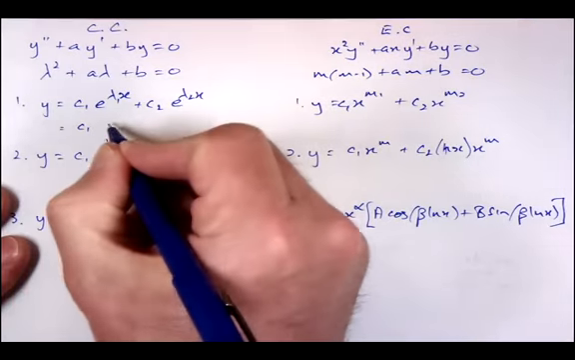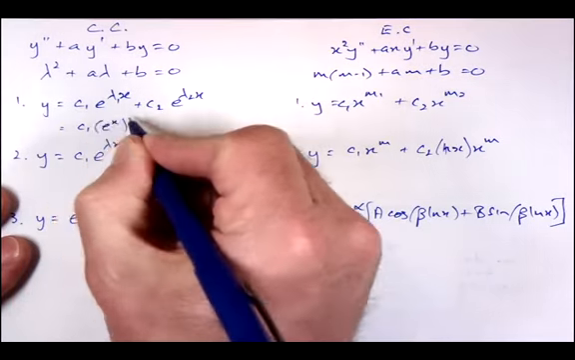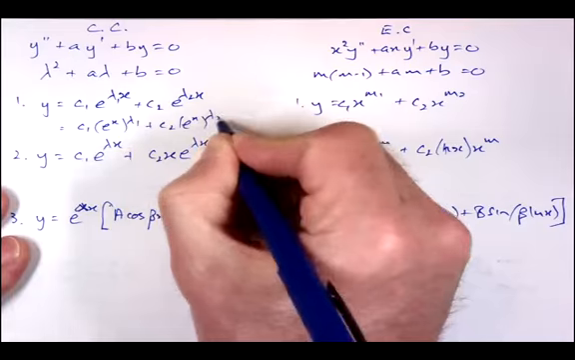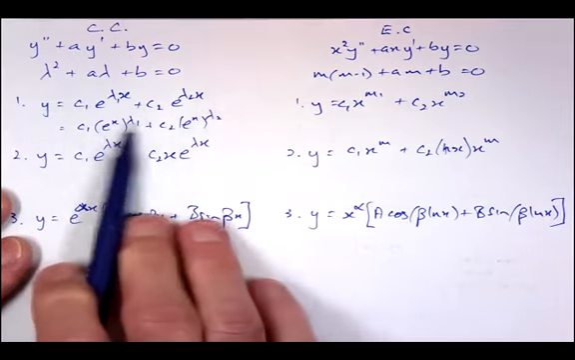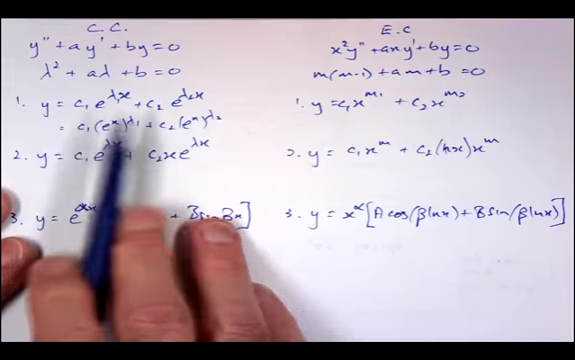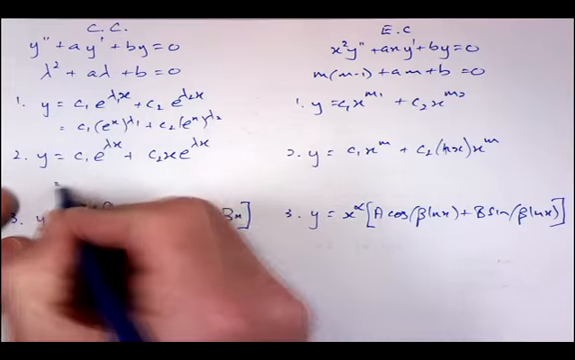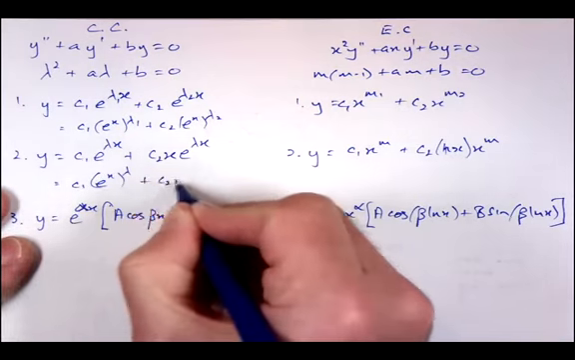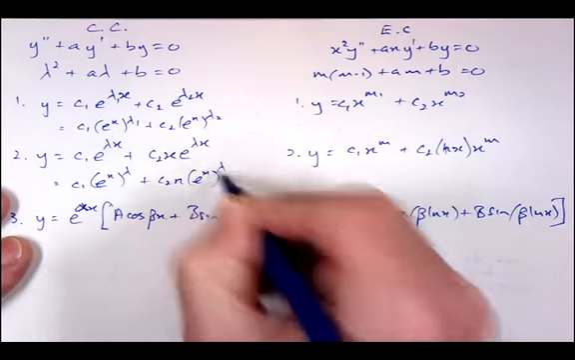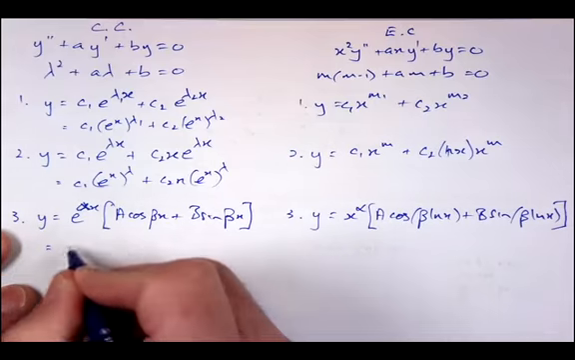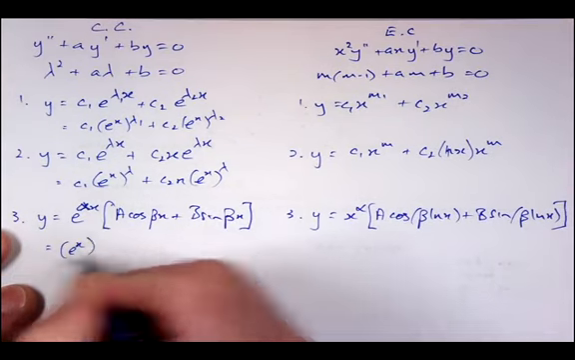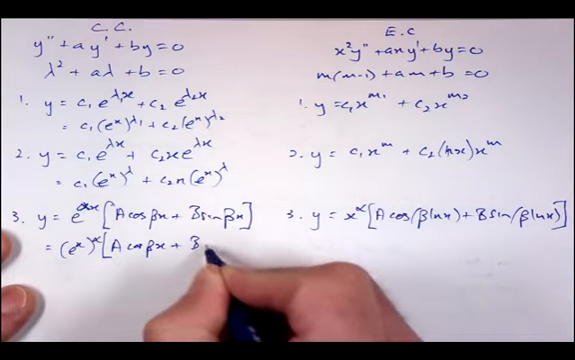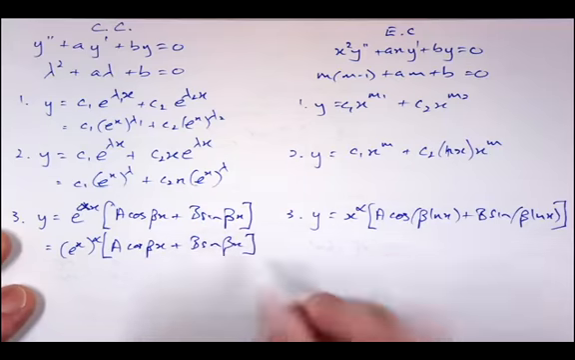C1 e to the x to the power lambda 1 plus C2 e to the x to the power lambda 2. You know in this case you multiply powers. When you take one power to another power you multiply, so that's where that comes from. This is C1 e to the x to the lambda plus C2 x e to the x to the lambda, and this is e to the x to the alpha outside of a cos beta x plus b sine beta x. Now why did I write it like that?